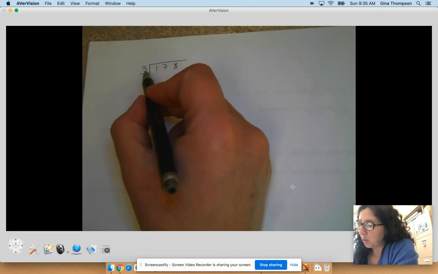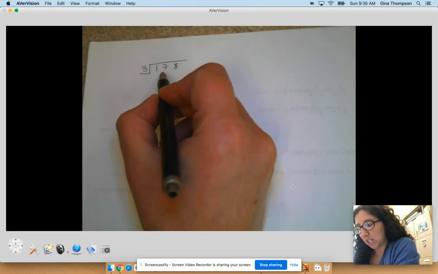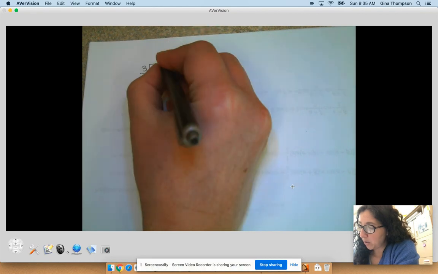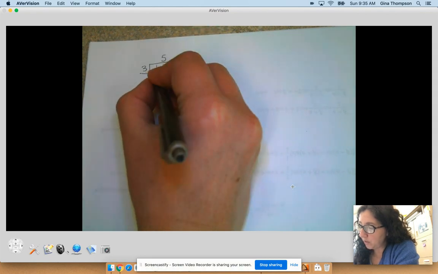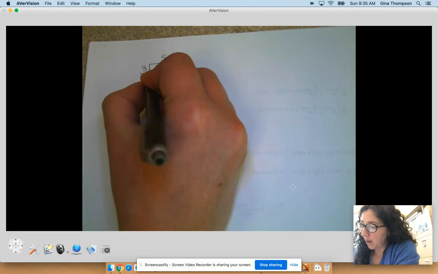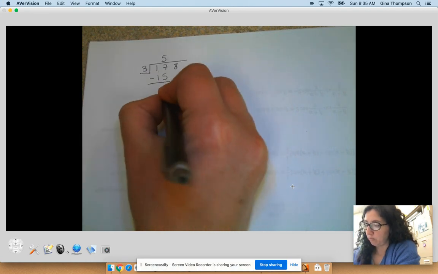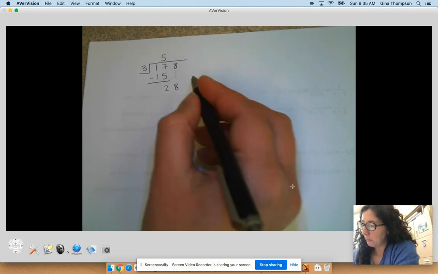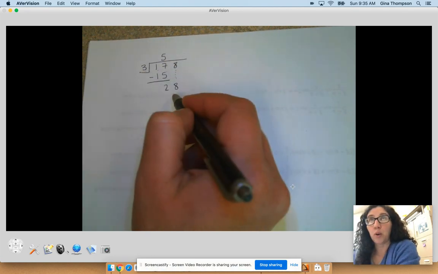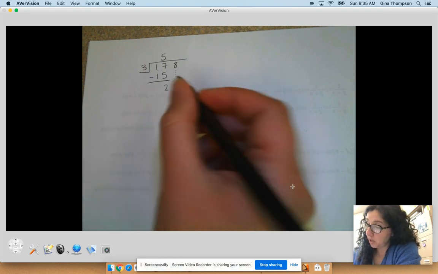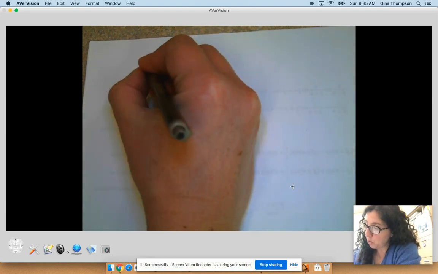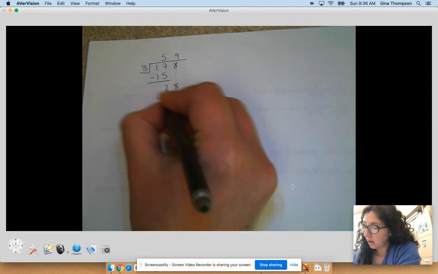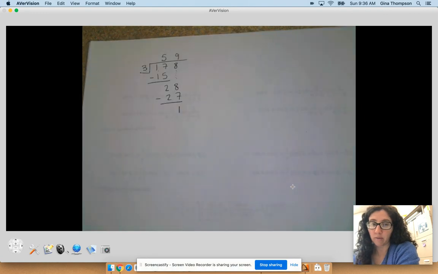Well, we'd say, does 3 go into 1? No. Does it go into 17? Yes, it goes 5 times. So I'll write a 5 up here and multiply 5 times 3 and get 15. And then I subtract that and I get a 2, right? And I bring down the 8 and I say, how many times does 3 go into 28? 9 times, right? 3 times 9 is 27. So 9 times 3 is 27. And then I subtract that, and I'm left with a remainder of 1.